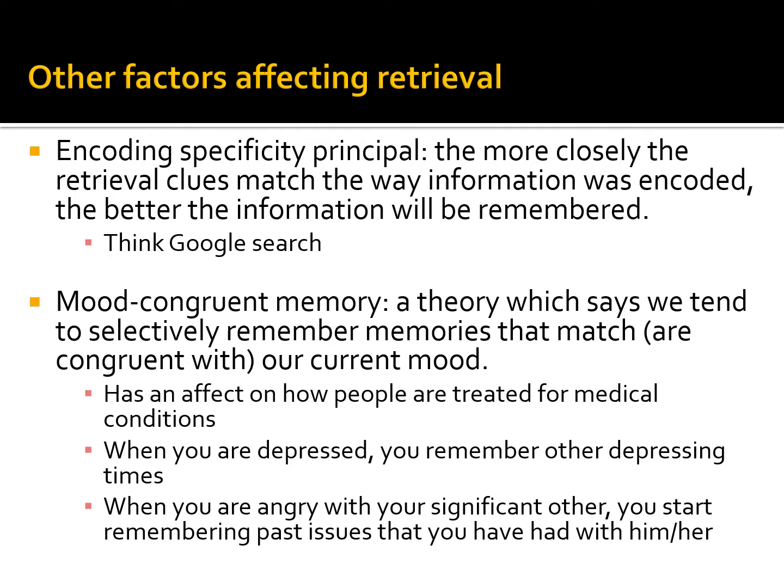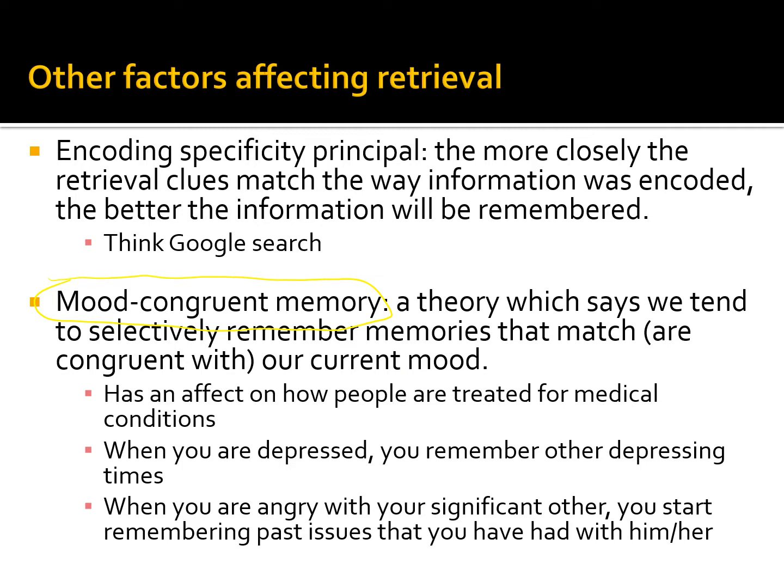Mood congruent memory. So this is similar to that state dependent memory we talked about before, but a little bit different. Another good vocab word to remember. This is a theory which says we tend to selectively remember memories that match or are congruent with our current mood. So it has an effect on how people are treated for medical conditions. When you're depressed, you remember other depressing times. When you're angry with your significant other, you start remembering past issues that you have had with him or her.